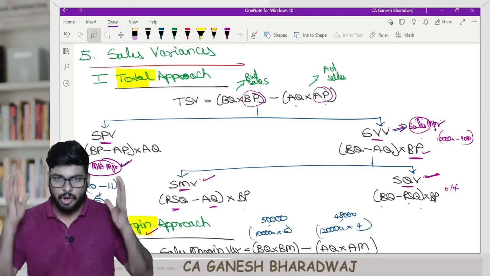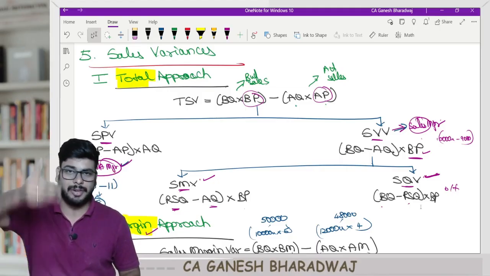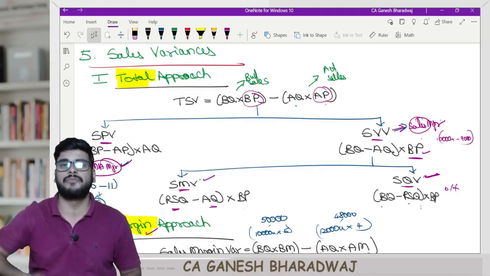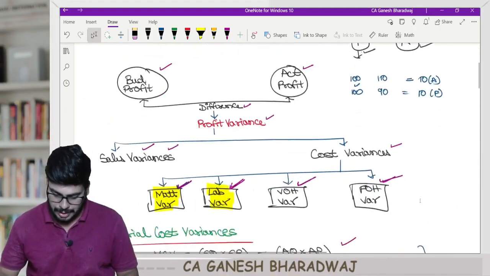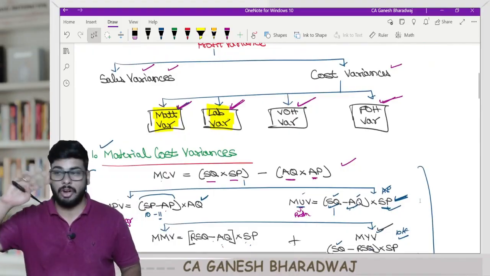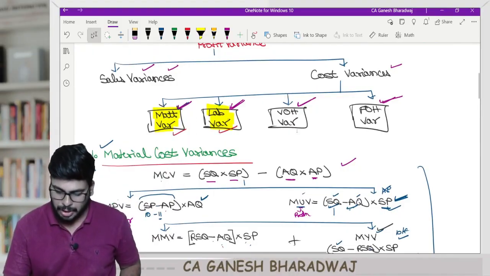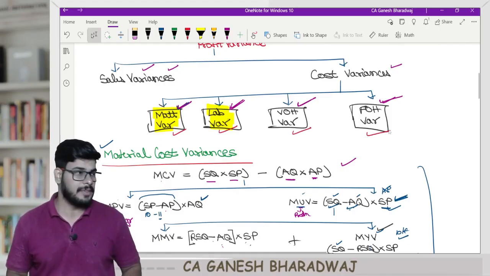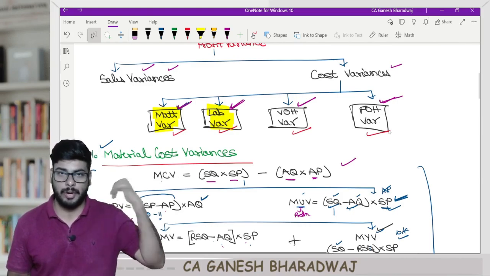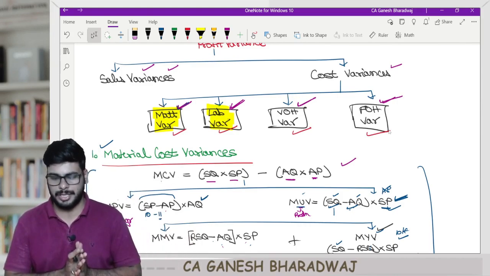The main core area of this particular chapter revolves around the calculation of all the variances. So basically, what are the different types of variances that we have got? We have got 4 cost side variances and sales side variances: material cost variance, labor cost variance, variable overhead cost variance, fixed overhead cost variance. And on the sales side, the variances are calculated under 2 approaches. One is under total approach, the other one is under margin approach. Clear with this, guys? Right?